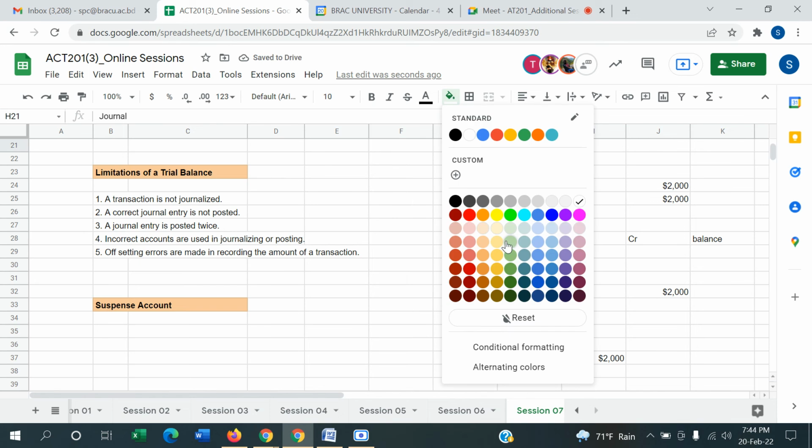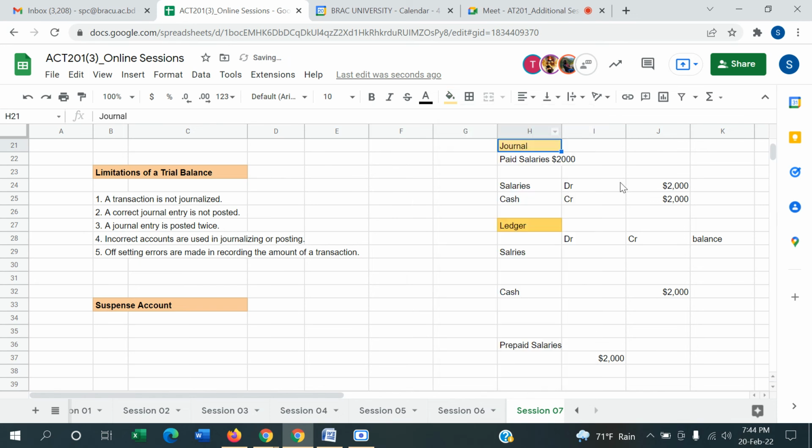Yes, it is a mistake, but it won't affect the total of debit and credit of the trial balance. And it is also not identifiable after preparing the trial balance or from the total value of the trial balance that there is some mistake. That's why it is said that a correct journal entry was not posted correctly. In that case as well, the trial balance will match and we are not able to find it out from the trial balance. This is why it's considered a limitation of trial balance.